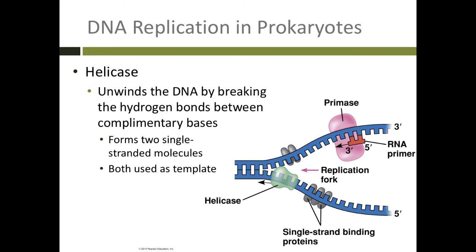One of the first enzymes to start this process is called helicase. Helicase is kind of like a zipper. It unwinds the DNA helix and it separates the two strands of DNA from each other. There will be one helicase molecule at each replication fork.